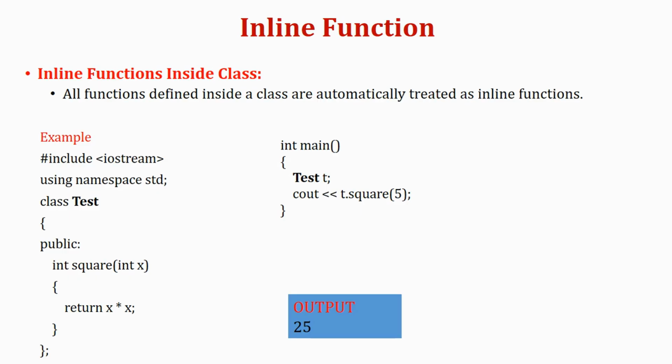In the main function, the object is created from the class. With the help of the object, we invoke the function. Automatically the control goes to the class and invokes the function. Finally the result comes back to the main function, and it is displayed. So what is the logic here? Any function written inside the class is treated as an inline function.